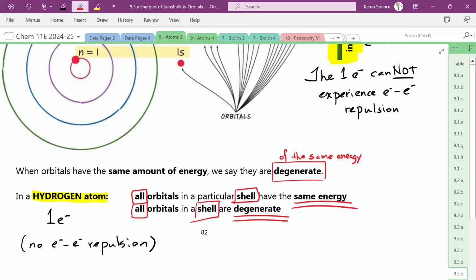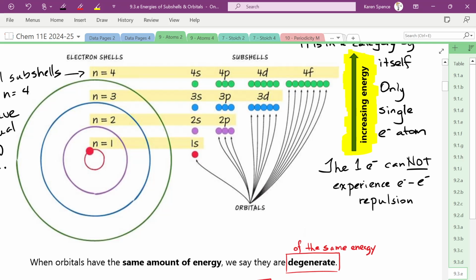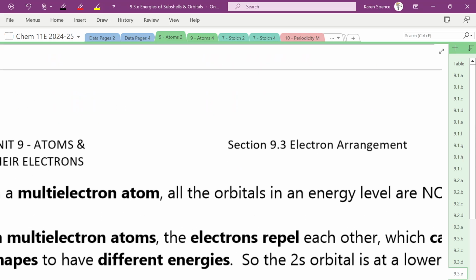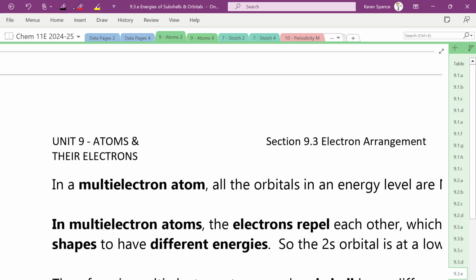Now, if you're thinking, hey, hang on, this weekend when I did my homework, did everybody do their homework? Good. They didn't have all the n equals 3s at the same energy. They were like up and down, you know what I mean? So that is because this is for hydrogen only. Multi-electron atoms, this is everything except hydrogen.